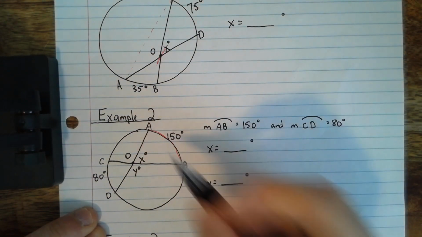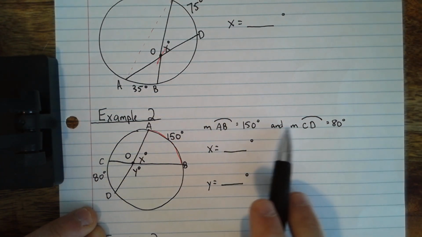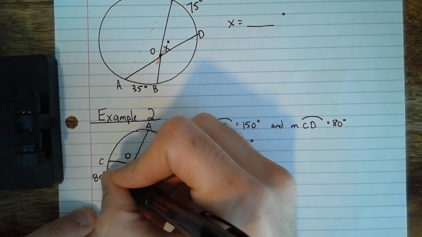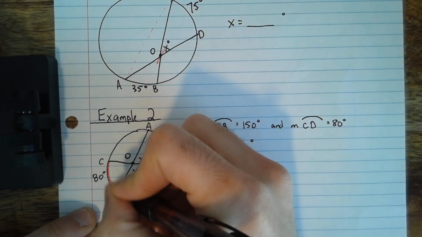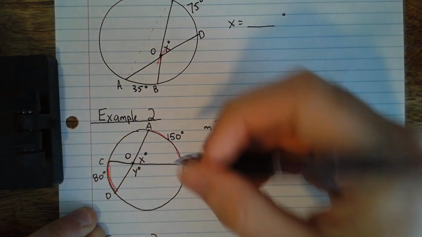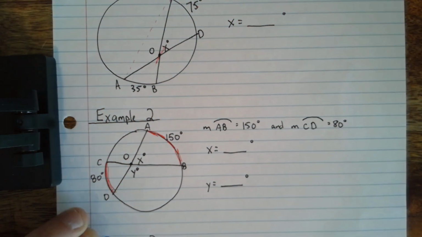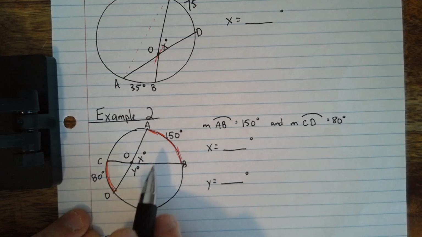AB is 150 degrees. The measure of arc CD is 80 degrees. So CD is 80 degrees, AB is 150. What is the measure of angle X?